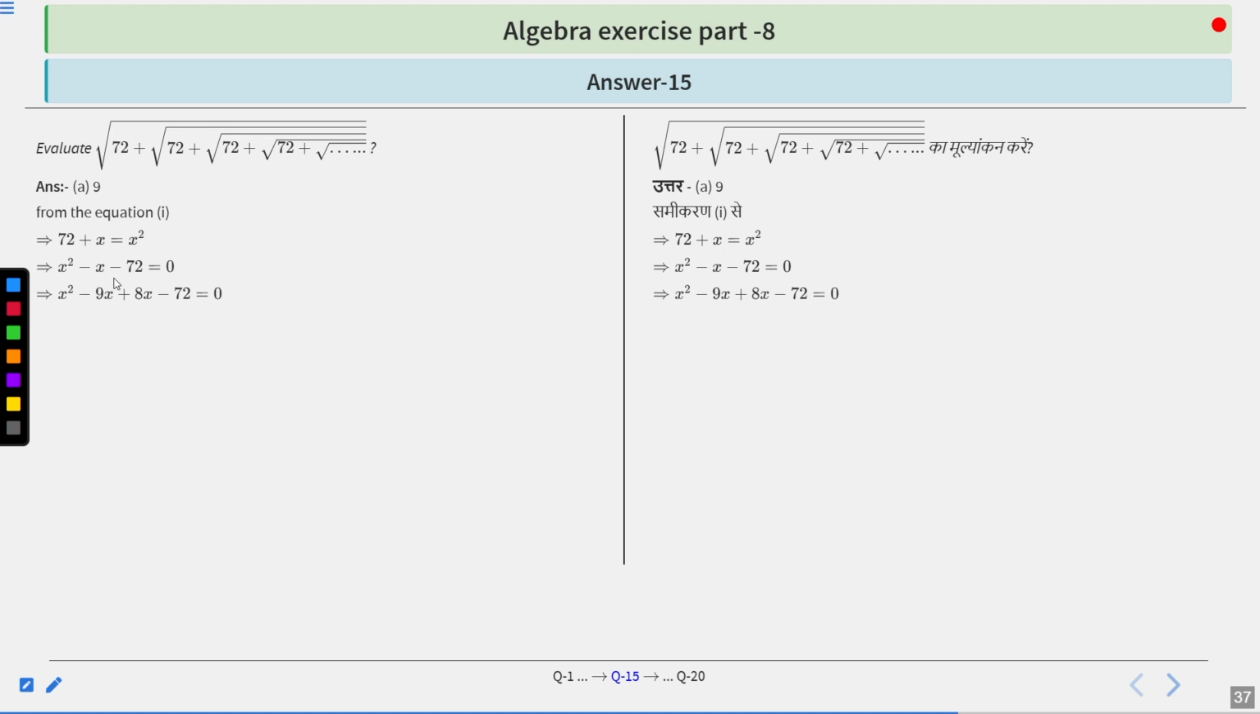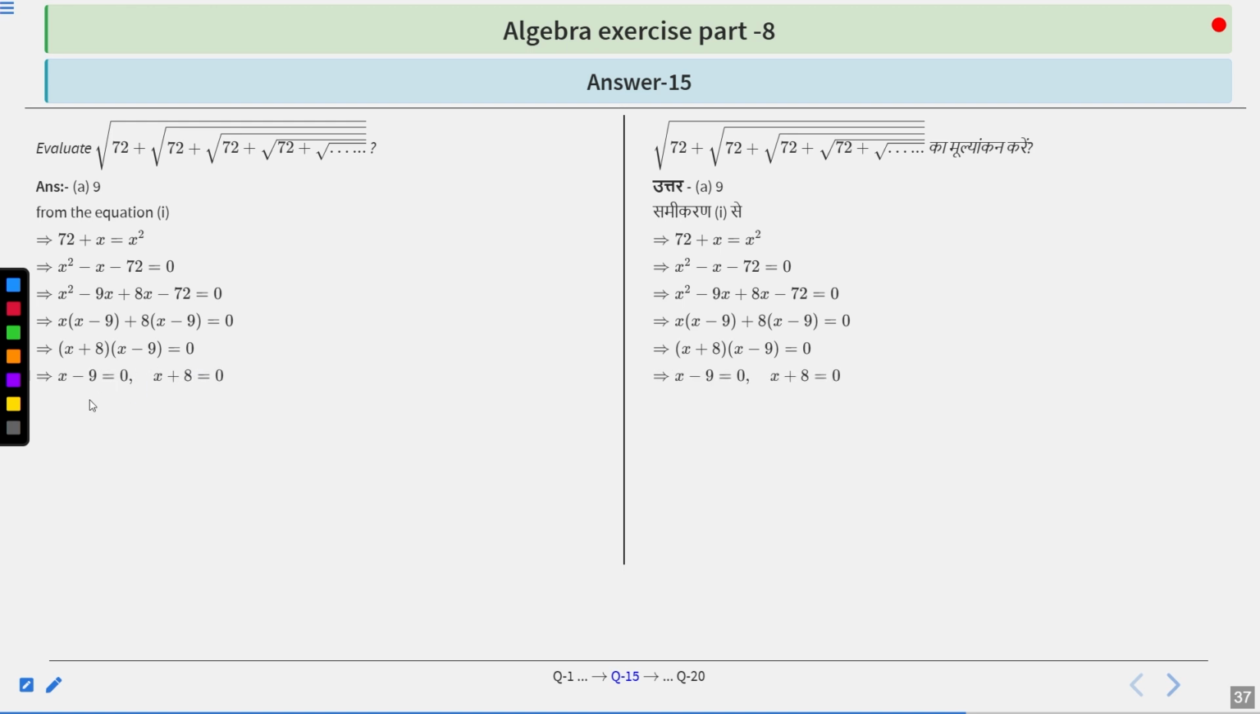Now to solve this quadratic equation, we are going to do the factorization of this equation. So minus x can be written as minus 9x plus 8x. And the multiplication of minus 9 and plus 8 is also equal to minus 72. That means minus 9x and plus 8x satisfy the conditions required to factorize this equation. Therefore, taking x common from the first part, we get x into x minus 9, plus taking 8 common from the last part, we get 8 into x minus 9 equal to 0. So the factors are x plus 8 into x minus 9 is equal to 0.